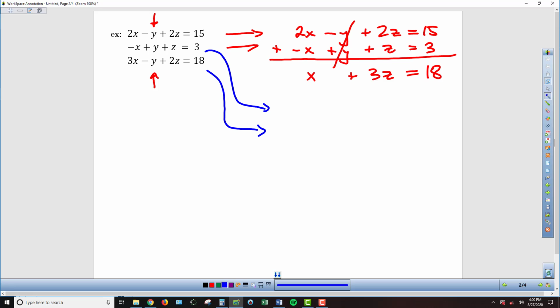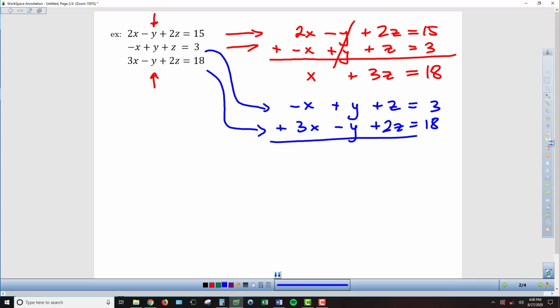I'm going to get the y's to cancel out, and it's just going to be the x's and z's that are left. So I've got negative x plus y plus z equals 3, and then I've got 3x minus y plus 2z equals 18. And so if I add these equations, once again I get the y's to disappear. I'm going to get negative x plus 3x gives me 2x. And then I've got z plus 2z gives me 3z equals 3 plus 18 is 21.